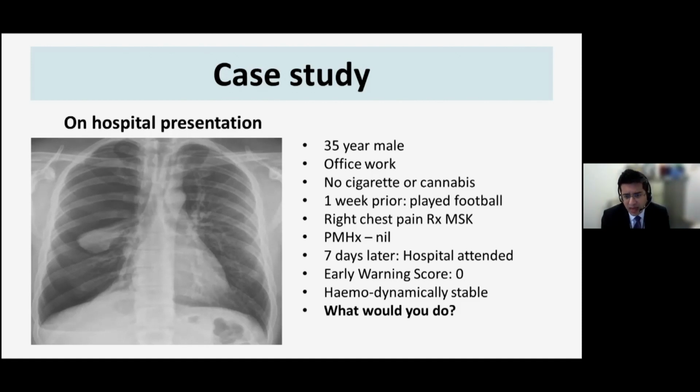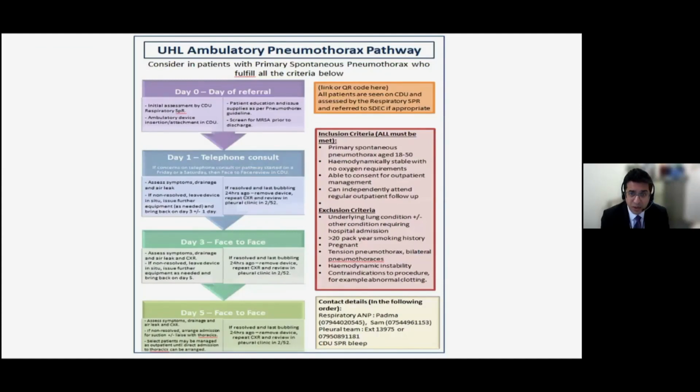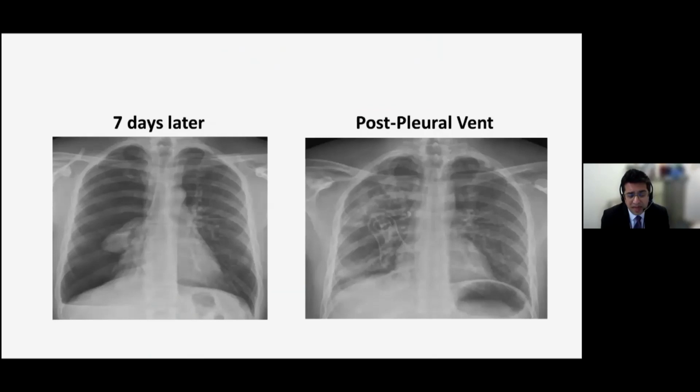He was fairly well and came to see us at hospital. Early warning score was 0, and he was hemodynamically stable. So what would the audience do with this patient? Well, we have an ambulatory pneumothorax pathway, and I'm happy to share this with colleagues. We chose to manage him conservatively. He wasn't keen on having anything performed.